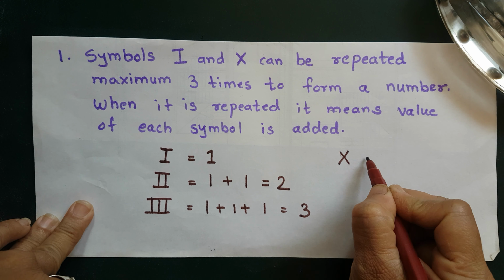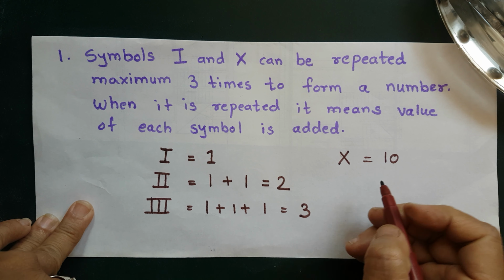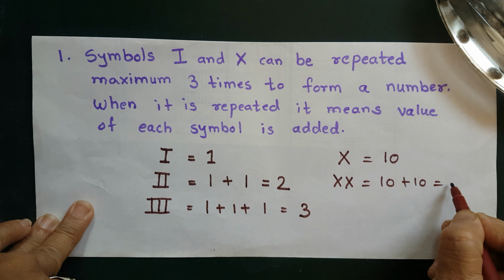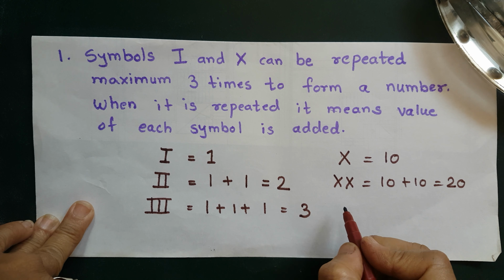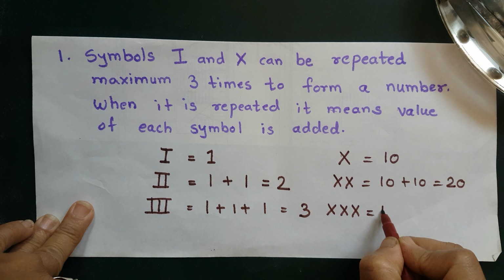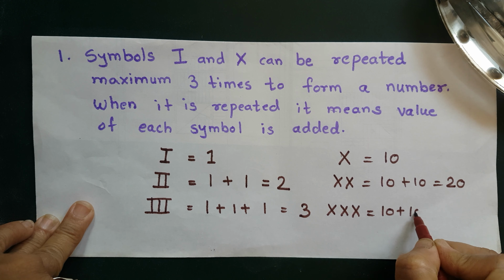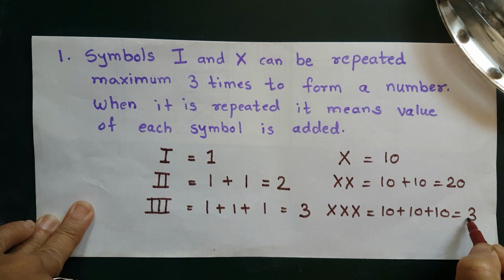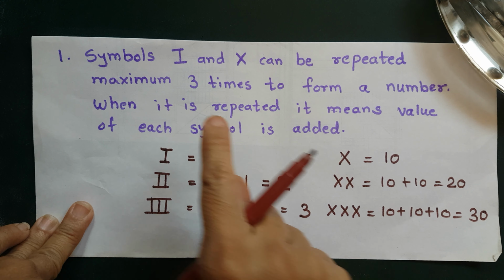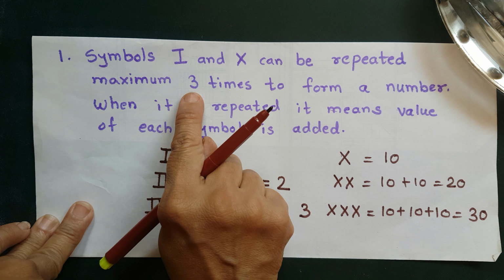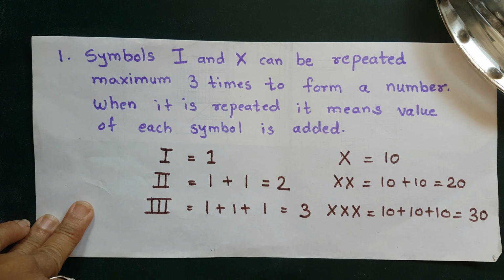If I write X only once, it means 10. If I write double X, it means 10 plus 10 which is equal to 20. If I write the X 3 times, it means I have to add its value 3 times. It means 10 plus 10 plus 10 which is equal to 30. So I and X can be repeated only 3 times. This is our rule number 1.